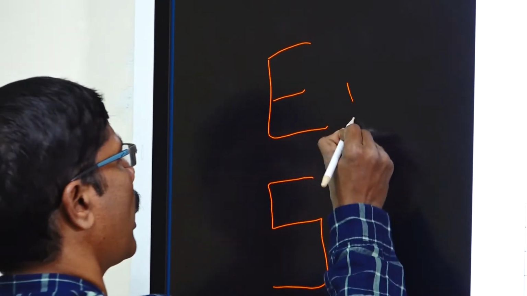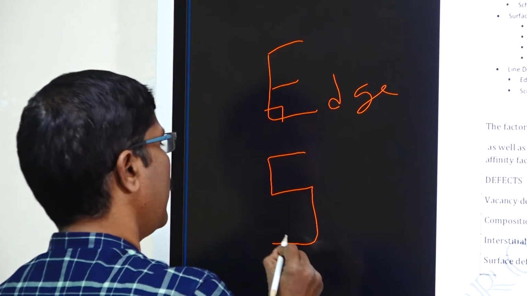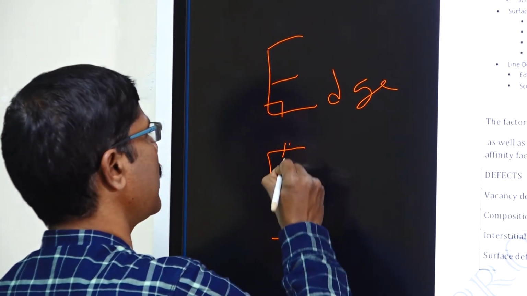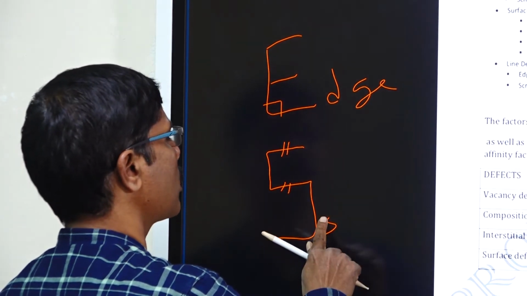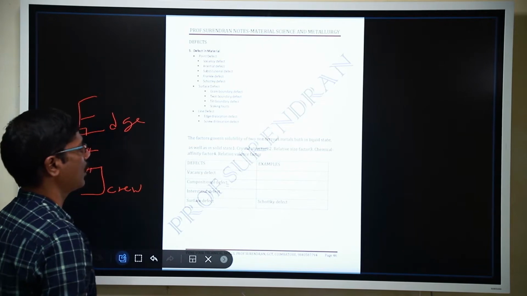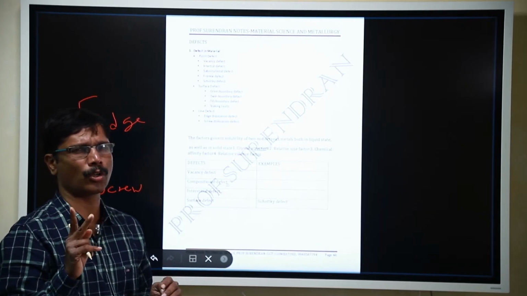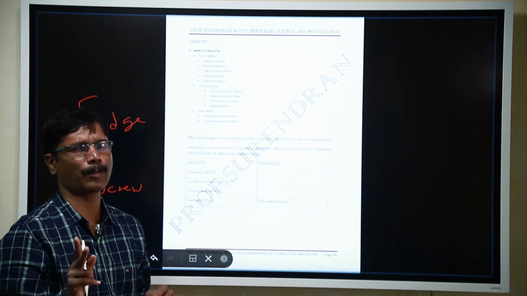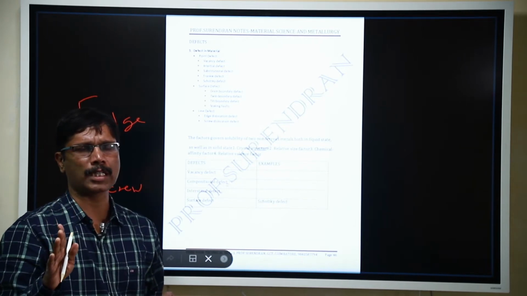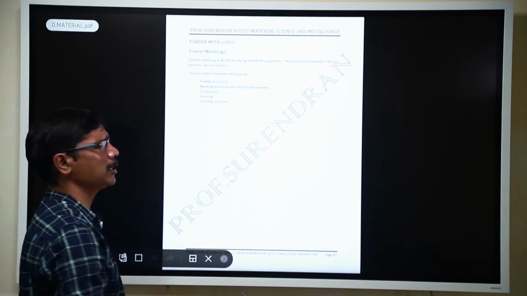In edge dislocation the Burgers vector is perpendicular to the dislocation line. In screw dislocation the Burgers vector is parallel to the dislocation line. So we are having two types of dislocation: edge dislocation where the Burgers vector is perpendicular, and screw dislocation where the Burgers vector is parallel. Next is powder metallurgy.